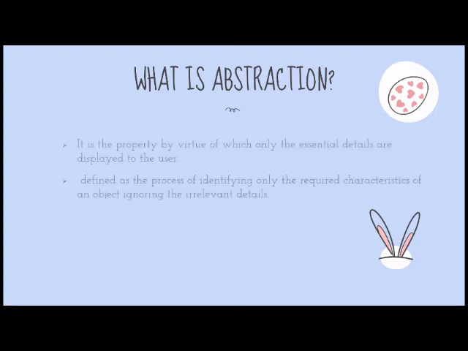What is abstraction? It is a property by virtue of which only the essential details are displayed to the user. It is also defined as the process of identifying only the required characteristics of the object and ignoring the irrelevant details. Abstraction, meaning to say, is a method that can be used without any need to understand the fine or more complex details of the code, and the term abstraction emphasizes the fact that the programmer acts as though the body of the method were hidden from view.